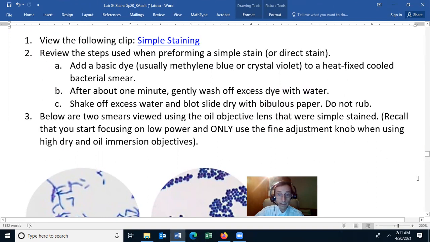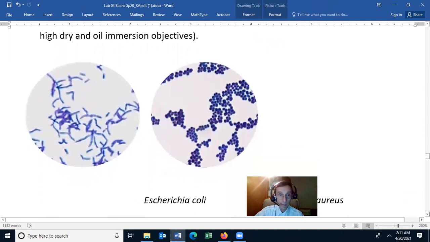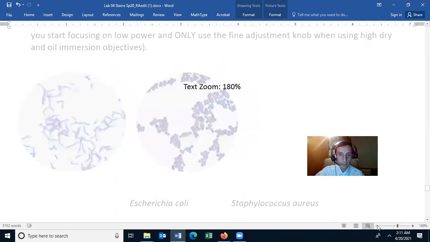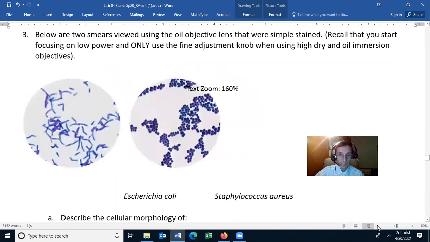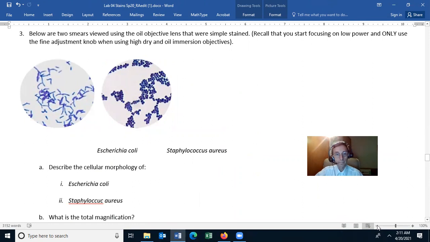All right, read through the procedure, and here we have a picture of cells that were stained. E. coli over here, and Staphylococcus aureus here, and you notice they're all staining purple. Let me shrink that down. This is a little too big. The cells are looking weird. There we go. Close enough. And that's because the cells were stained with a simple stain. They all look the same. And then on the worksheet right here, describe the cellular morphology of E. coli and Staphylococcus aureus.